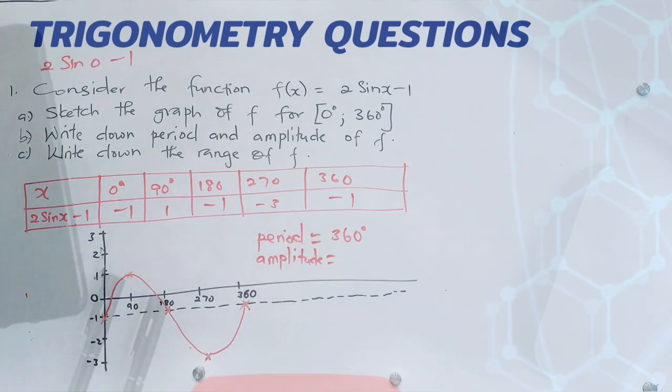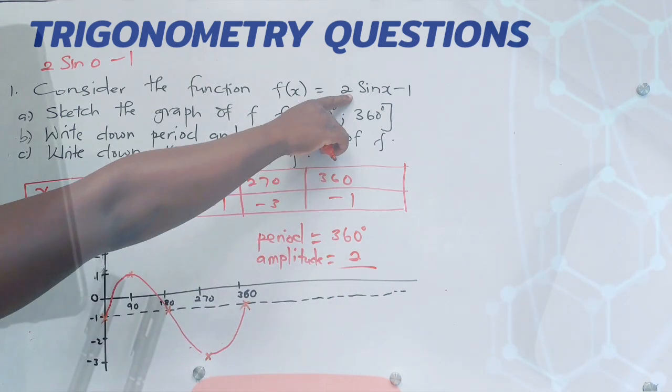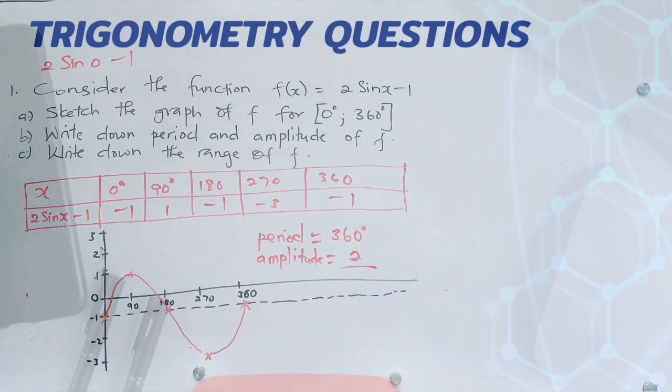Then our amplitude. We said this is our new zero line, so we check how many units there are from this zero line to the maximum point. From minus 1 to 0 we have 1 unit, then 0 to 1 we have 2 units, so our amplitude is 2. Or you can just check the coefficient of your sine x, which gives you the amplitude, showing you that it's a 2.